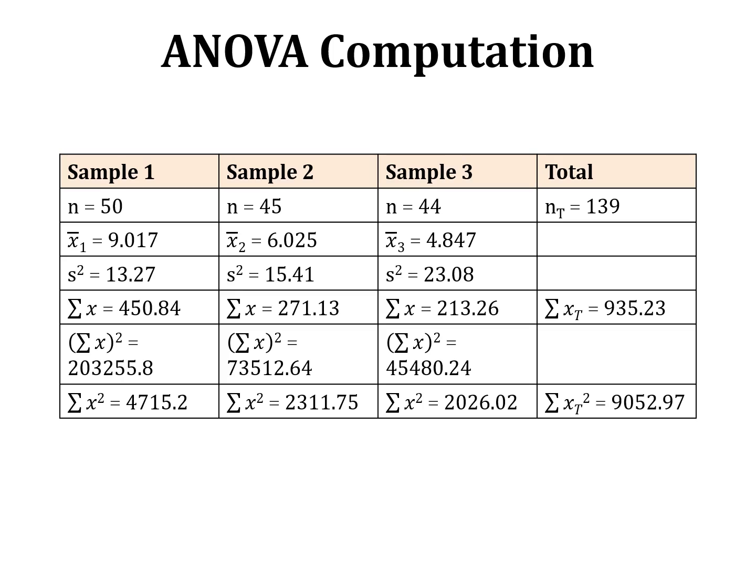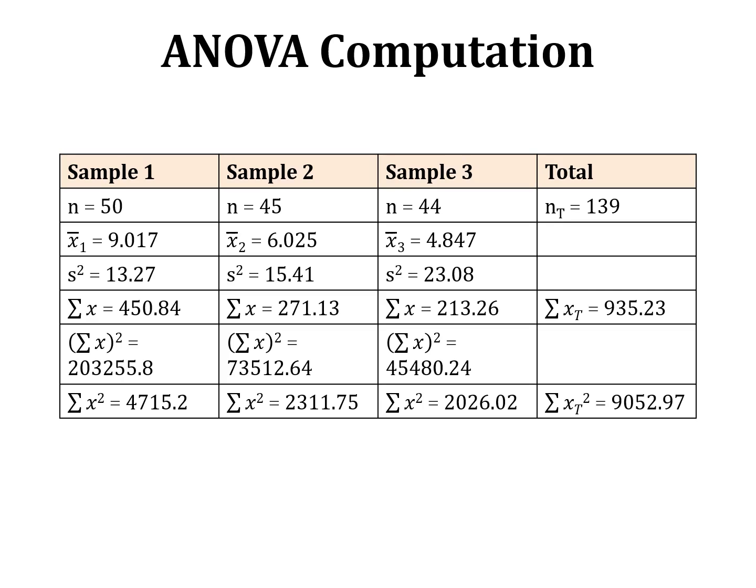So what do we have in this descriptive table is the total number of observations in each of the samples and then the grand total of the number of observations. So these are 50 in sample number 1, 45 in sample number 2, and 44 in sample number 3. So the total number of observations is 139. Then we have the mean otolith diameter in case of sample number 1. This is 9.017 millimeters. In sample number 2, this is 6.025 millimeters. And in sample number 3, this is 4.847 millimeters.